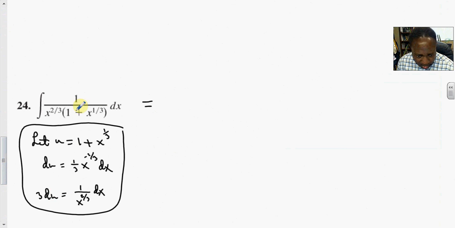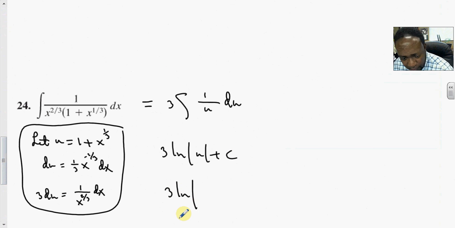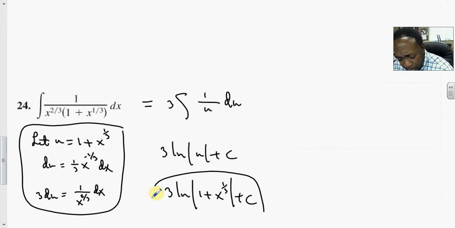So 3 du represents the 1 over x to the 2/3 dx. So this becomes 3 times the integral of 1 over u. What's u? u is this 1 plus x to the 1/3. And then 3 du picks up everything else. So this is 3 times the natural log of the absolute value of u plus c. This is 3 times the natural log of the absolute value of 1 plus x to the 1/3 plus c.